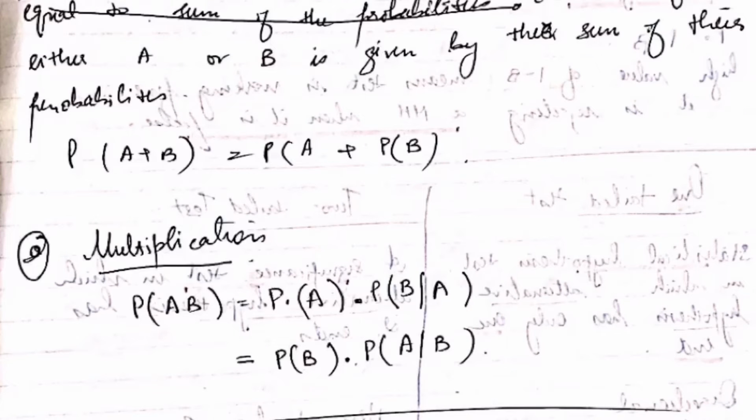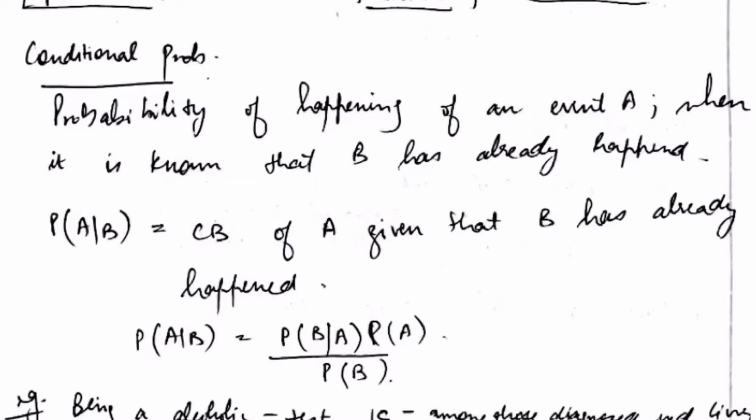For the multiplication theorem, the probability of events A and B occurring can be found by taking the probability of event A occurring and multiplying it by the probability of event B happening. I've given the formula, probability of AB. We take probability of A into probability of B given A.